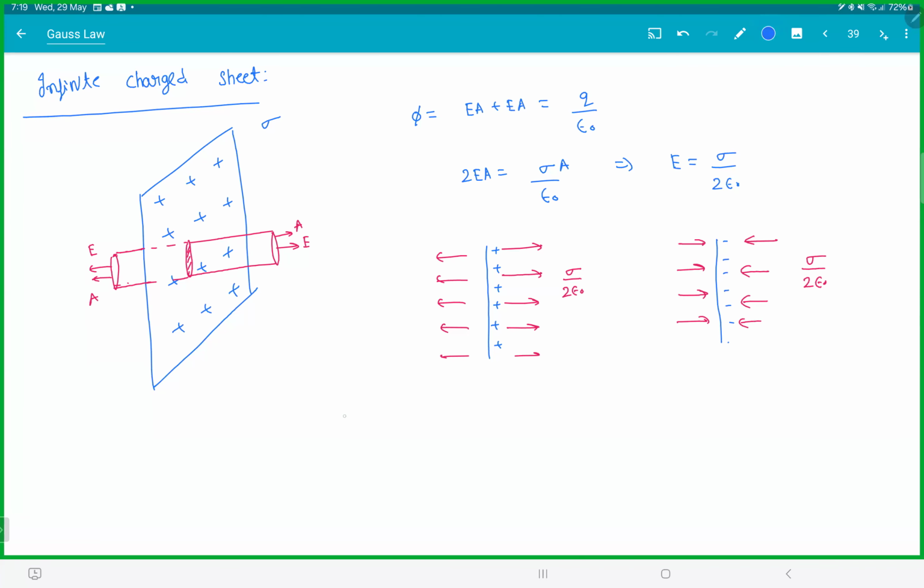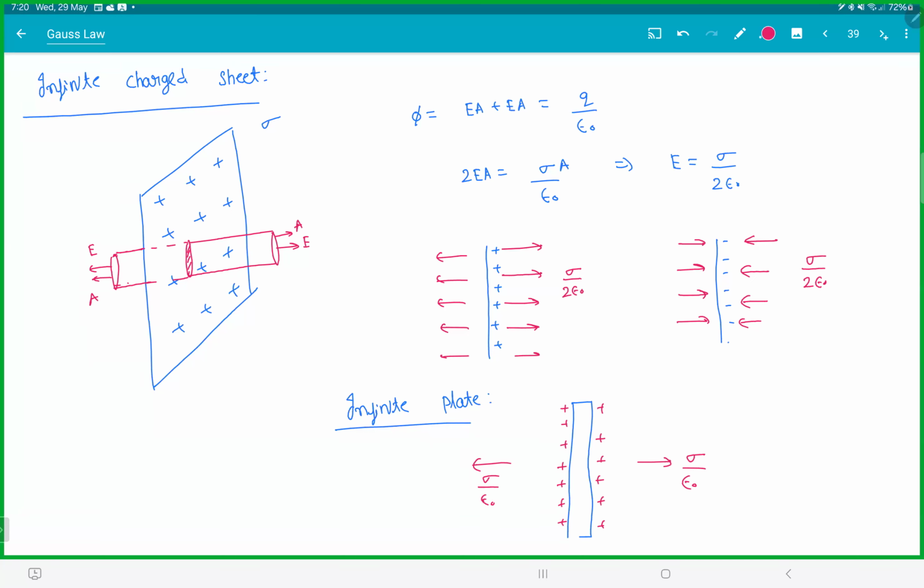Now, the difference between a plate and a sheet is that a plate has two surfaces. In a sheet, when you look from the left side or right side, you see the same molecule. The sheet is so thin, it's one molecule thickness. But in an infinite plate, there are two surfaces. So each surface will contribute sigma by 2 epsilon. So the field will be sigma by epsilon.